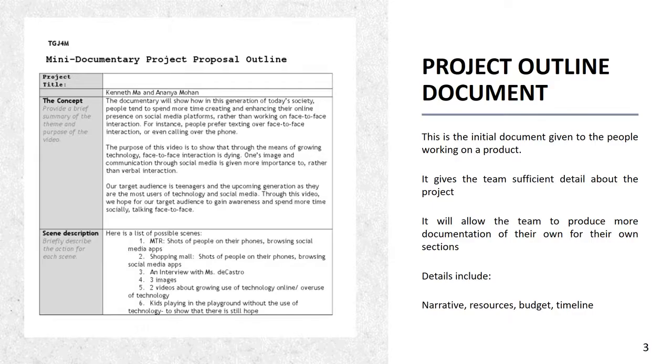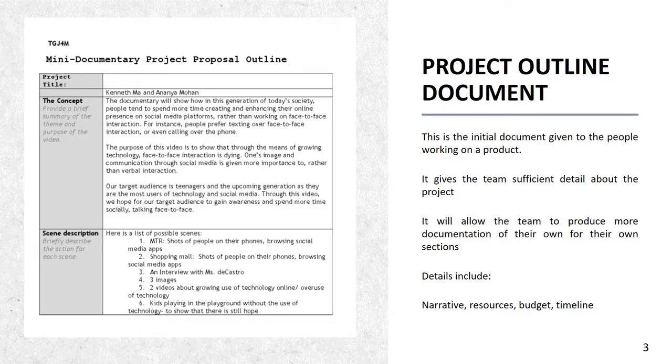So a project outline document is something that you give to the staff. So something that you would give out to people that are working with you on a particular project so that they've got a basic outline of what's actually going on for the project. It allows the team to produce their own documentation.